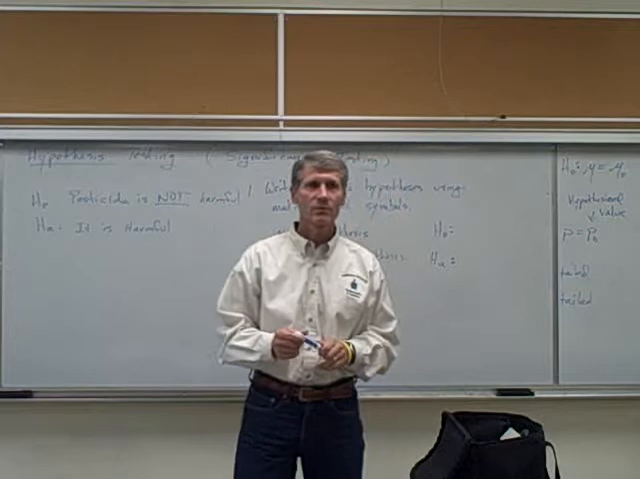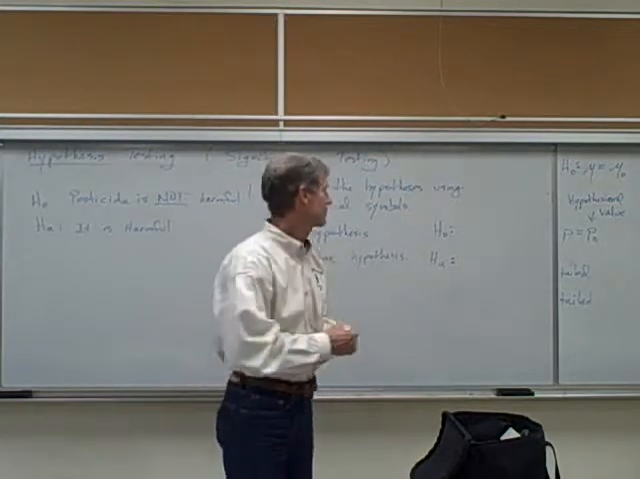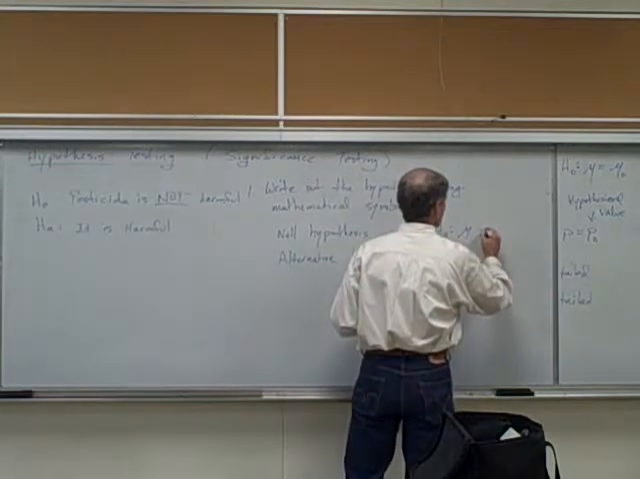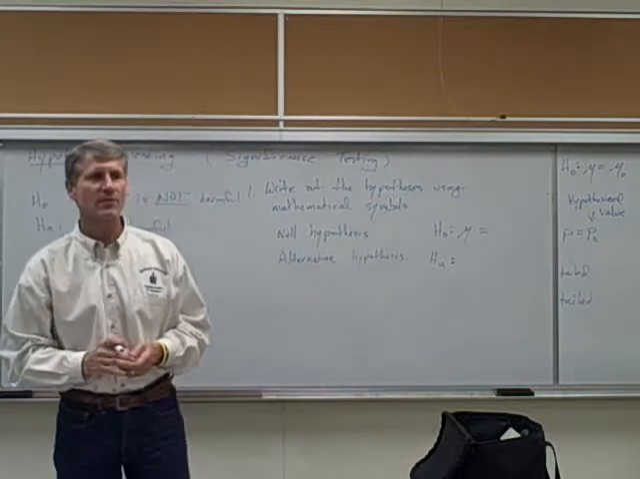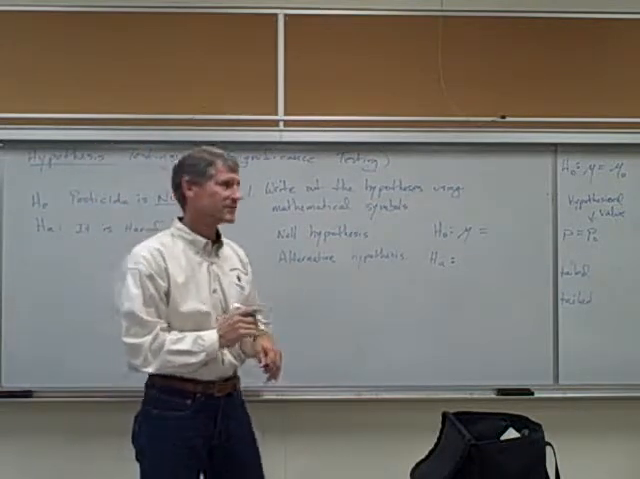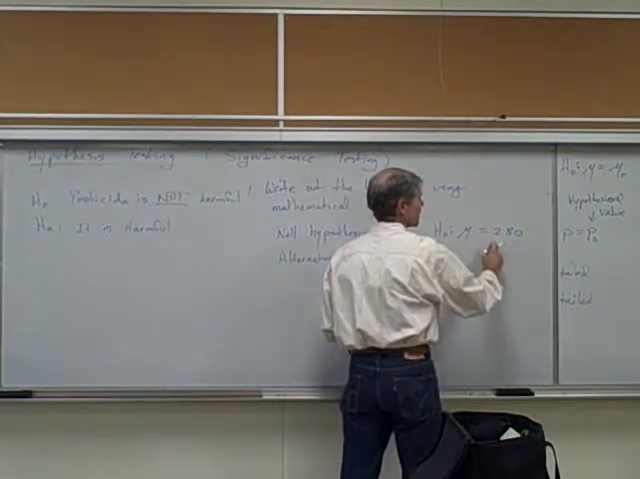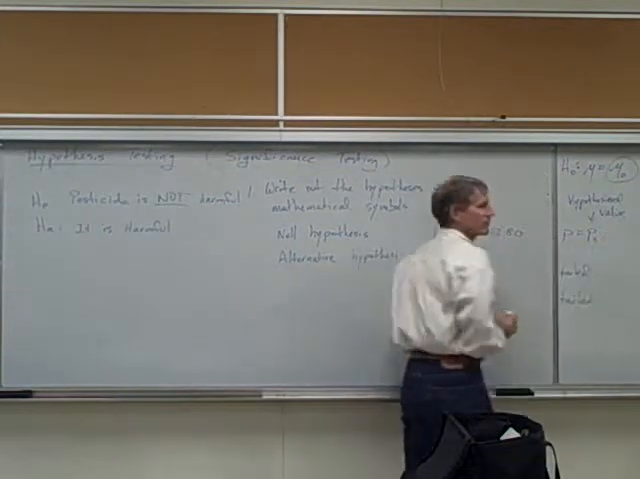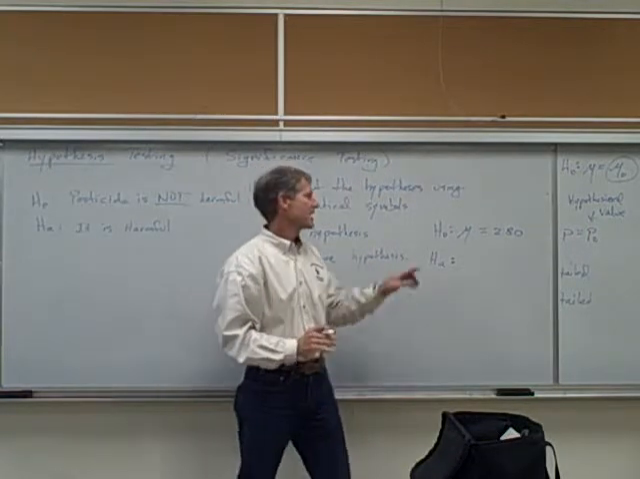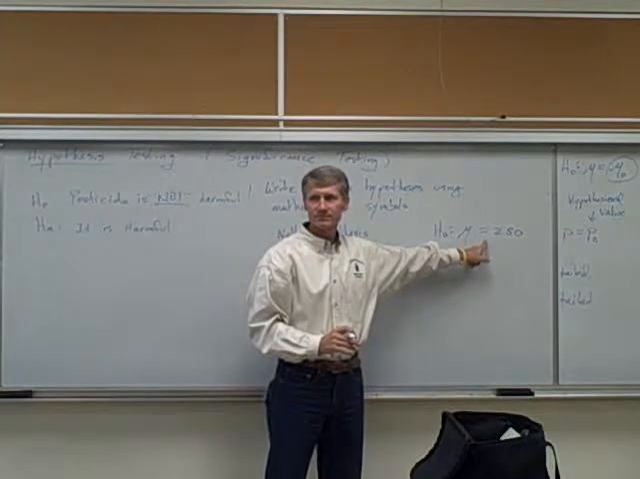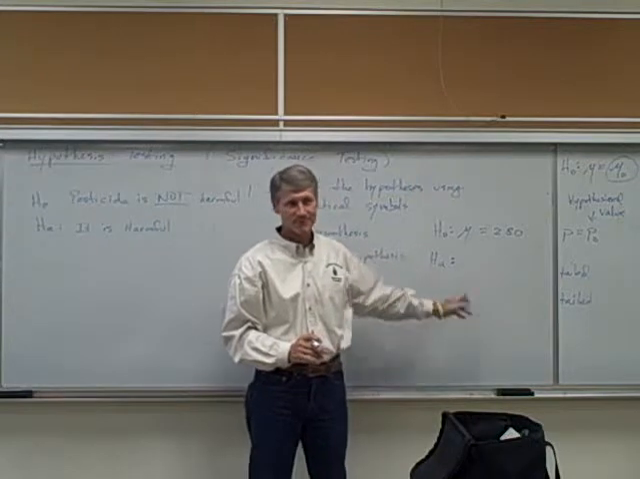First, what's the mathematical symbol for population mean? Mu. If it did not change, what's it equal to? 2.80. That's the mean it was back in 2005. So this 2.80 is mu sub 0 for this problem. All null hypotheses have an equal sign. All alternative hypotheses don't. Remember that.